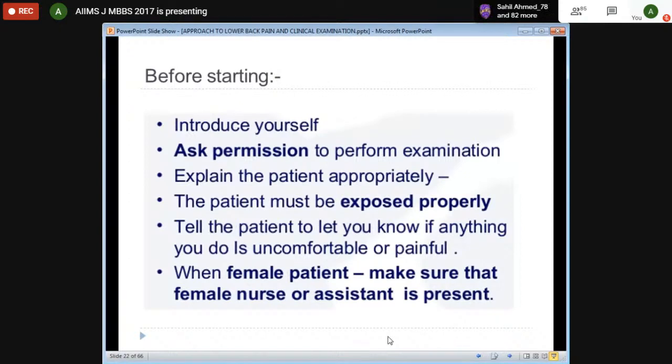Before starting the examination of the lower back pain proper, you should introduce yourself to the patient. Ask the patient for permission to perform the examination. Explain to the patient appropriately what you are doing, and the patient must be exposed properly. You should also tell the patient to let you know if anything you do is uncomfortable or painful. Most important, when the patient is female, always make sure that you have a female nurse or assistant present with you, for medico-legal purposes.